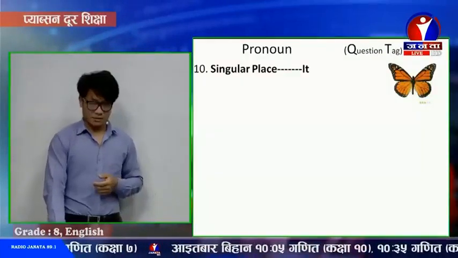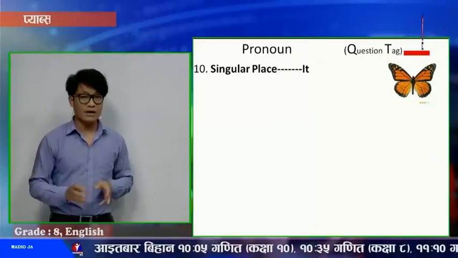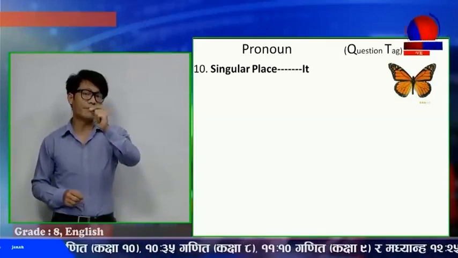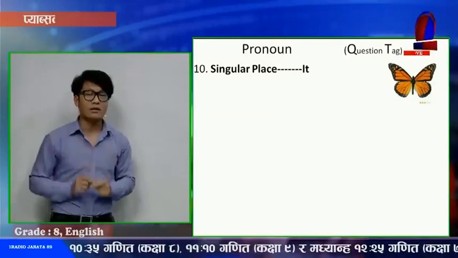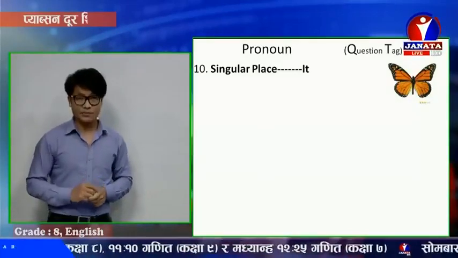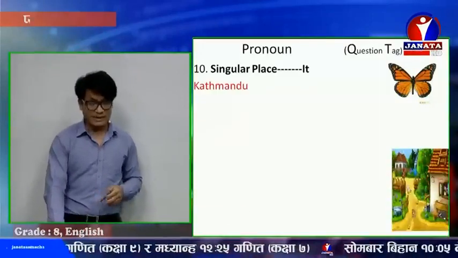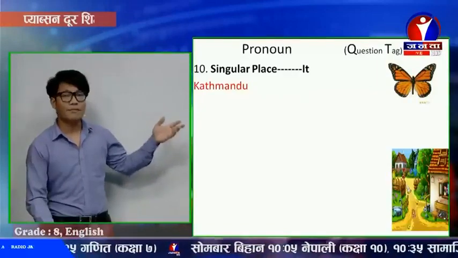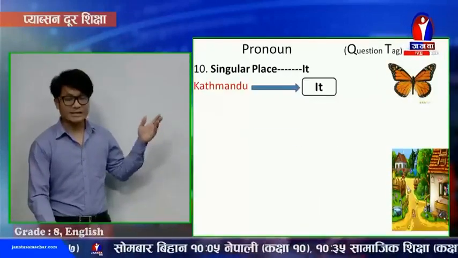Still we are learning how to change all the nouns into pronoun. Next is singular place. If there's a name of a place and if that name is singular, then we use it pronoun. Like you can see the example Kathmandu. Kathmandu is a singular name of a place, so we use it pronoun.